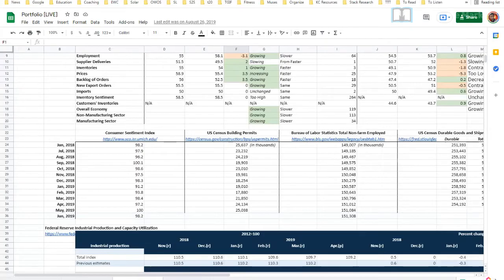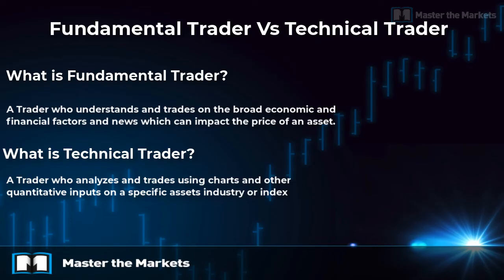So this differs from a technical trader. A technical trader is one who analyzes and trades using charts and other quantitative reports on a specific asset, industry, or index. On a funny note, technical traders are the traders who get fed up when their friends and family ask them for a hot or meme stock to buy. We don't mess with those things.